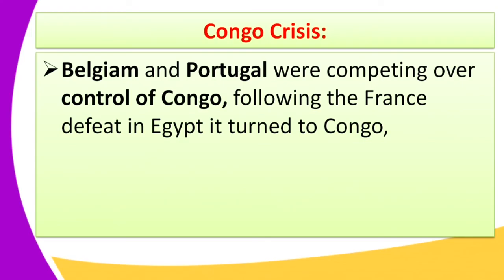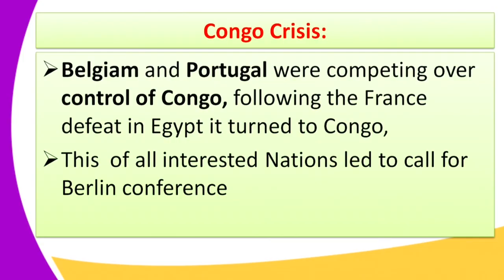So therefore, these countries were all interested nations, and it led to the call for the Berlin Conference that was held. It was called by Otto von Bismarck so that it could solve this problem. So Belgium, Portugal, Britain, and France wanted to take control of Congo. But again, the Berlin Conference solved all this dispute that was looming.